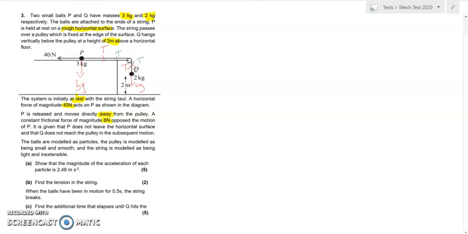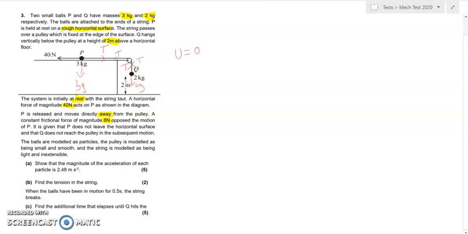So it's held on a rough horizontal surface, so we know there's going to be friction. And I know, because this is the second time I'm reading it, that we get told the friction later. Alright, so Q hangs vertically below the pulley at a height of 2 meters, and they've already drawn that. The system is initially held at rest, so you might just want to write down u equals 0. A horizontal force of magnitude 40 newtons, that's already drawn on there.